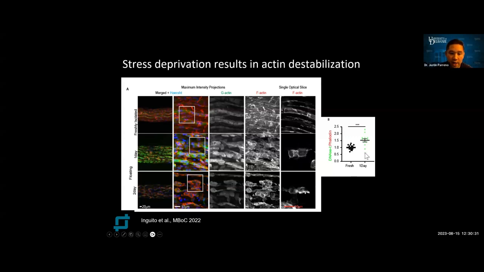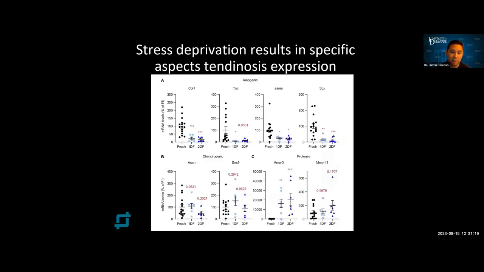We performed ratiometric analysis to figure out the proportion of G- to F-actin here. Again, this is G- to F-actin, so staining for DNase 1 and phalloidin. And our ratiometric quantitative imaging analysis demonstrated that by 1 day, there's an increase in the proportion of G-actin, suggesting that actin is destabilized. Now, after 2 days of floating culture, there's less green signal. So this suggests to us that total actin actually decreases. But what you do see, and what I found really interesting, is that if you look at a single optical slice, the cells are probably even rounder and smaller than they were at 1 day. So indeed, we do see actin changes within 2 days of culturing cells or tendons in the understimulated or stress-deprived condition.